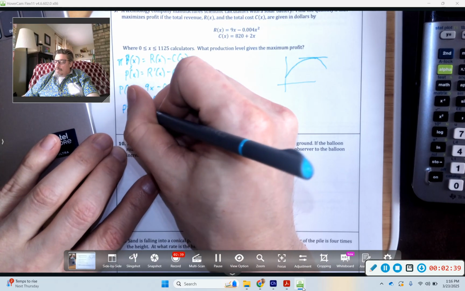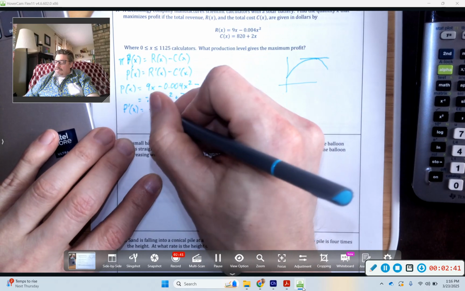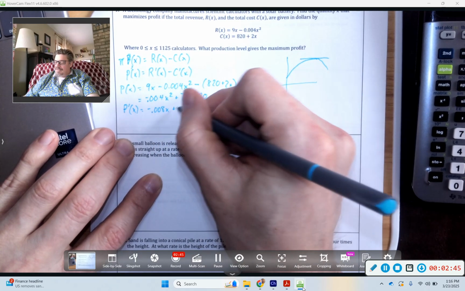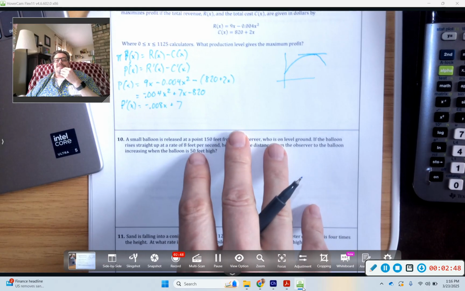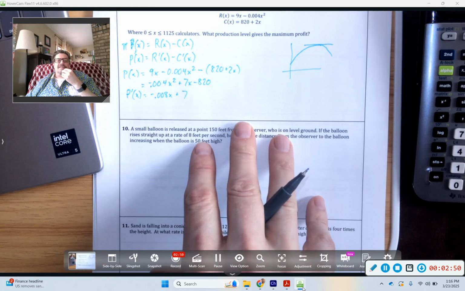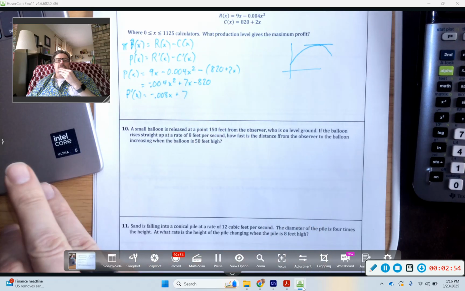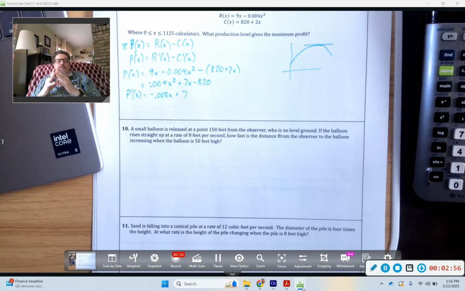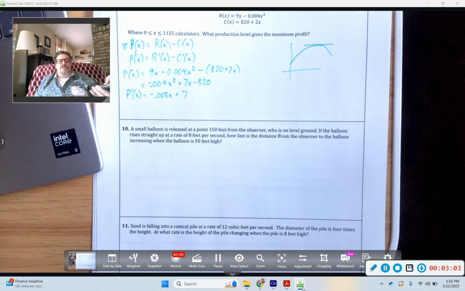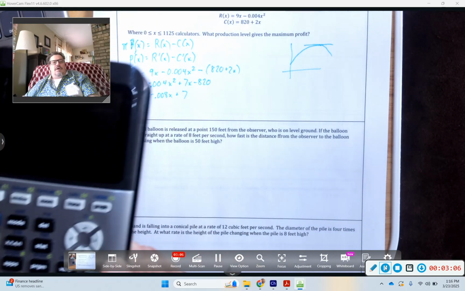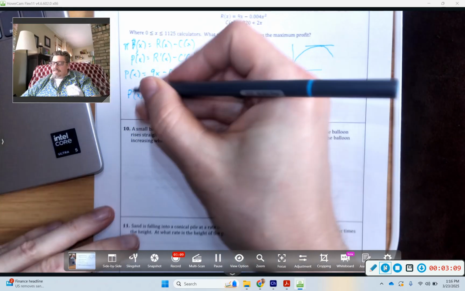When we take the derivative, let's multiply that by 2. We get negative 0.008x plus 7. Did I do that right? Plus 7. Yes. Oh, what did I screw up here? Is that right? Okay, let me just double check here. Yep, okay. So we're going to go ahead and now set this equal to 0.